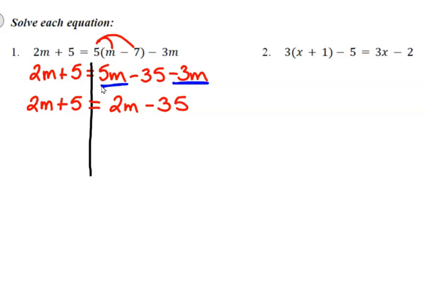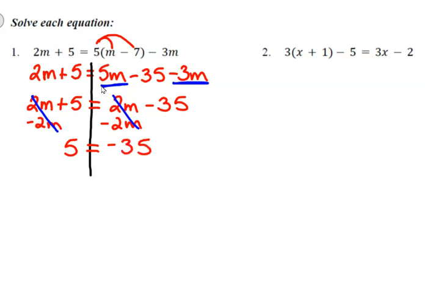Now I'm going to combine like terms that are on opposite sides, meaning I have to do opposite operations. So if it's a positive 2m, I'm going to subtract 2m. But again, watch what happens. 2m minus 2m goes away. That means that I still have my positive 5. On the right, my 2m minus 2m goes away, and I still have negative 35.